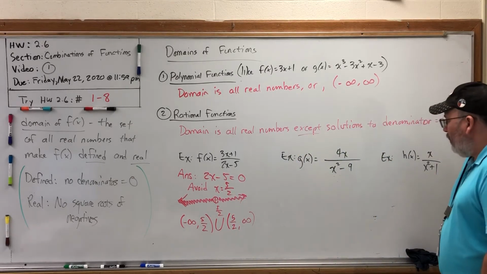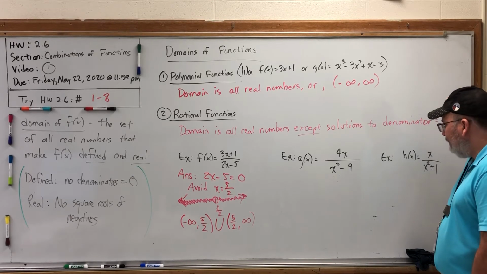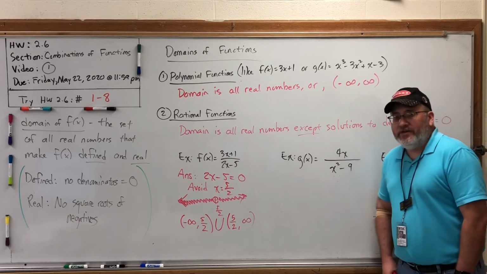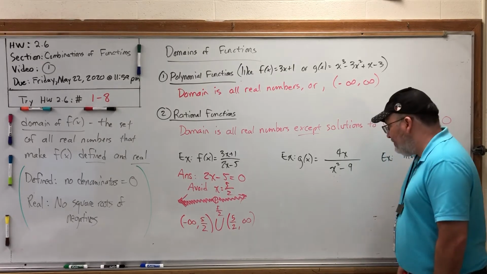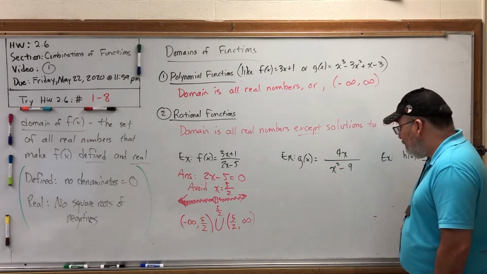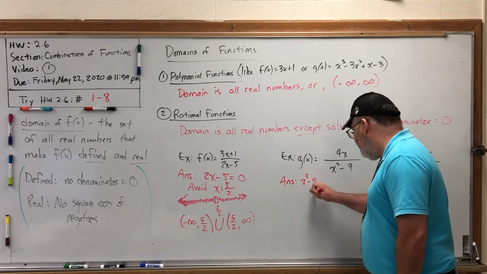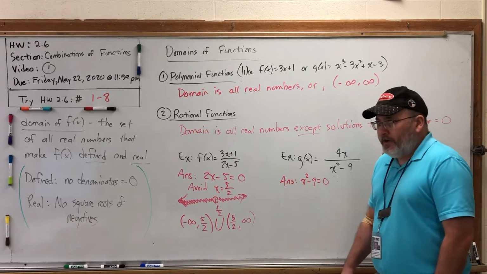What about the second one? G of x equals 4x over x squared minus 9. I invite you to pause the video and see if you can find the numbers that make the denominator equal to 0. They're probably obvious. And see if you can write the domain. To find those numbers, we have to solve x squared minus 9 is equal to 0. Oh no, a quadratic equation.